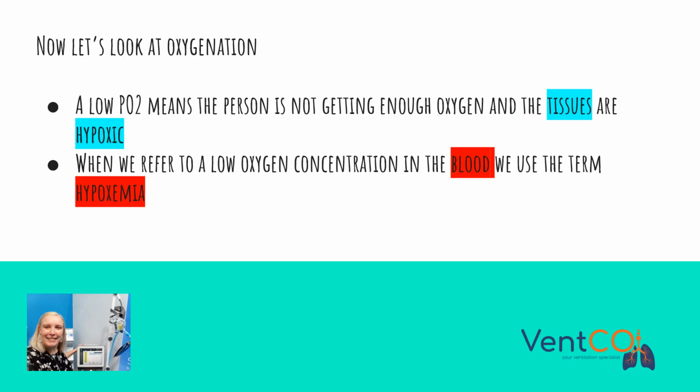Now let's take a look at oxygenation. A low PO2 can be due to many reasons, whether it's an oxygenation problem physically in the lungs or bleeding or hypertension. A low PO2 means the person is not getting enough oxygen and that the tissues are hypoxic. So by that we mean that the cells are hypoxic. When we refer to a low oxygen concentration in the blood, we use the term hypoxemia. So when we talk about the cells, it's hypoxia, and when we talk about the blood, we use the term hypoxemia.